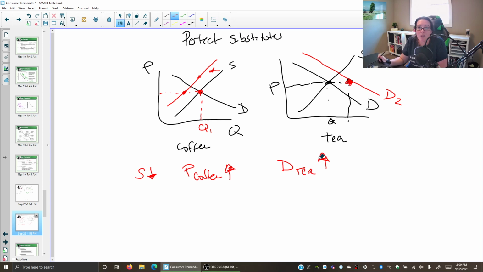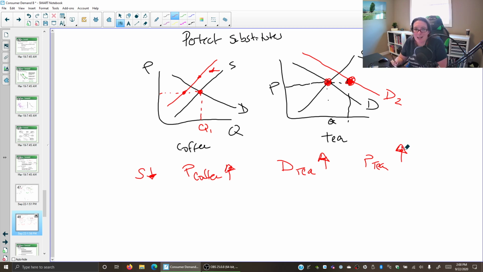Well, if we're all switching from coffee to tea because tea is cheaper, what happens in the market for tea? Well, we now want more tea than businesses are making and selling, so we have a shortage, and that shortage is going to do what to the price of tea? It's going to make it go up.